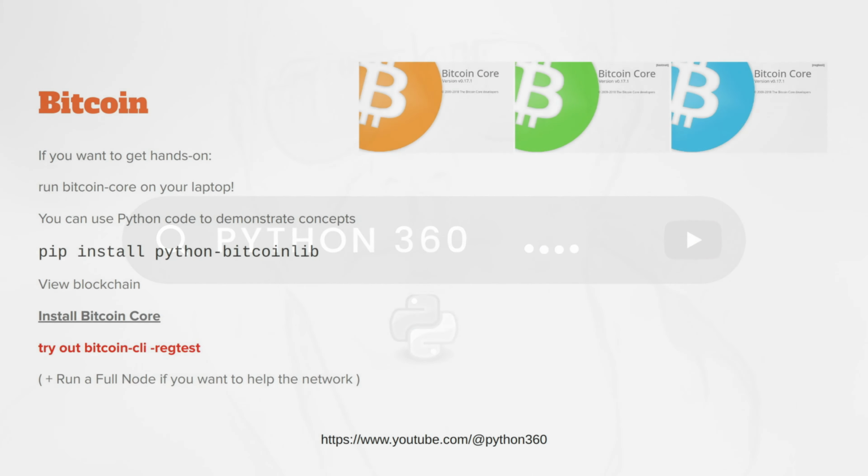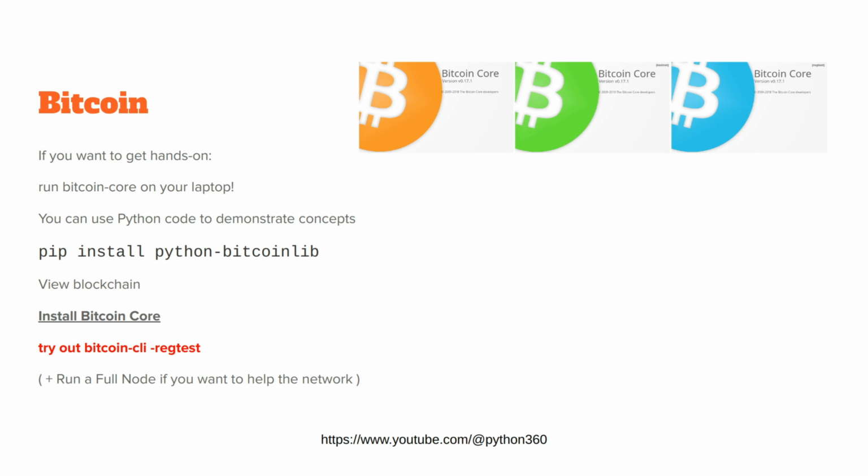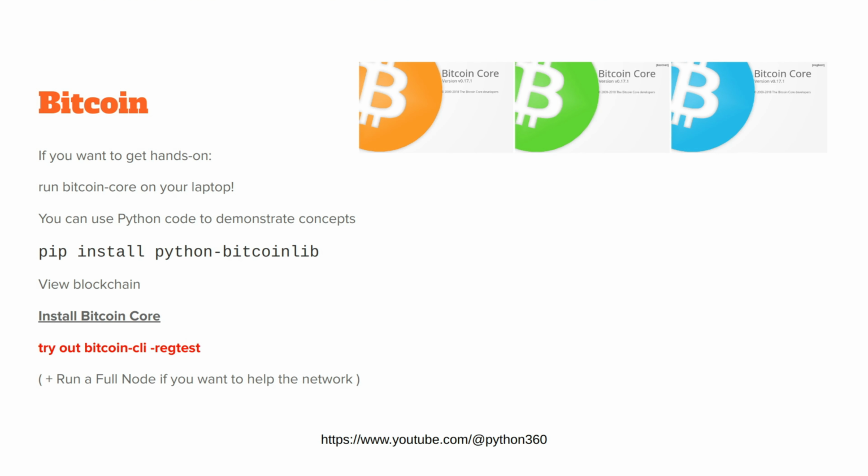So, if you want to get hands-on, you need to run Bitcoin Core on your laptop or Raspberry Pi or VM or VPS. You can use Python code to demonstrate the concepts. Pip install python-bitcoin-lib is a good one. Typically, Python commands are useful for viewing the blockchain. If you install Bitcoin Core, then you can try out bitcoin-cli, and I'm going to be demonstrating how to do it with regtest. If you do run a full node, it helps the network.